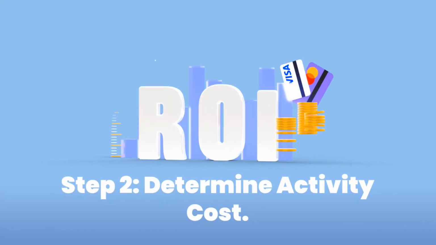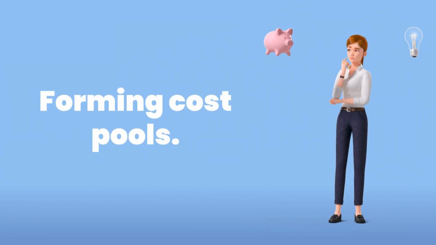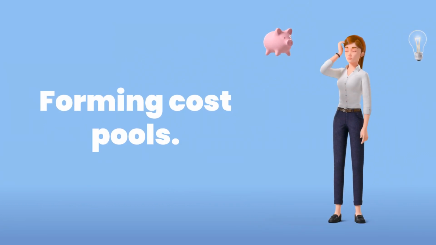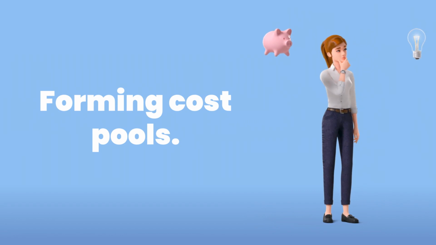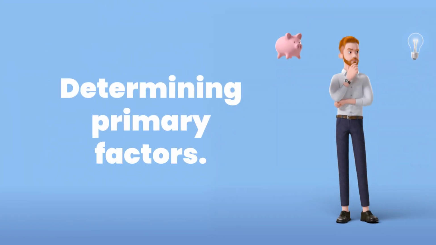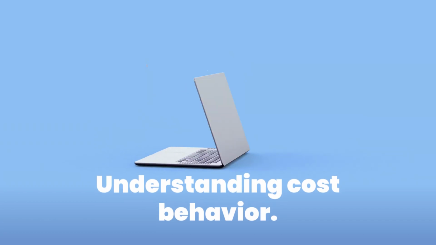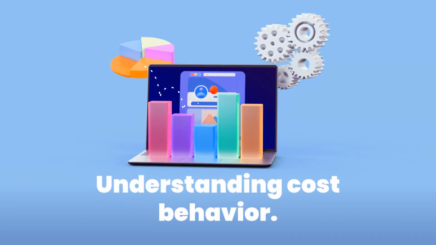Step 2, determine the cost of each activity. Assign all relevant resources and their associated monetary costs to each specific activity, forming your cost pools. Step 3, identify cost drivers for each activity. Determine the primary factor that drives each activity's cost. This is crucial for forecasting and understanding cost behavior.